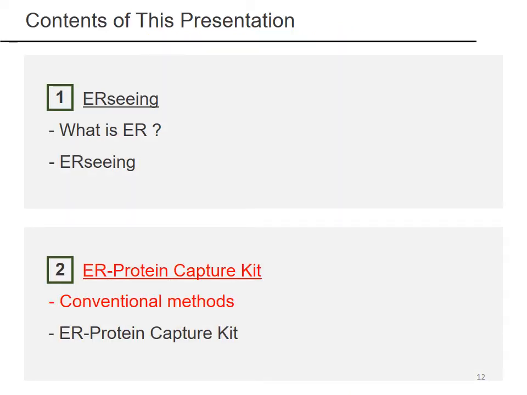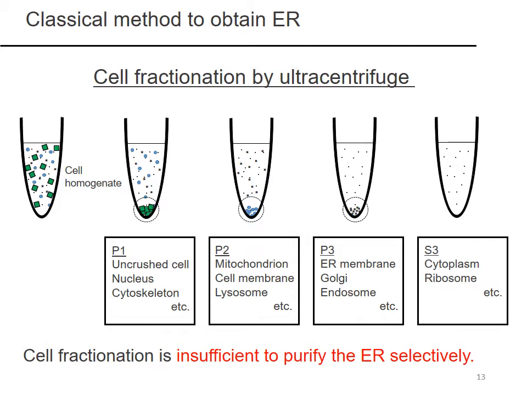Let's move on and discuss Part 2, ER Protein Capture Kit section. Please note that this kit allows capturing ER proteins which are located around ER but does not isolate ER itself. First of all, I'll talk about conventional purification methods of ER proteins. The ER plays important roles, but isolation methods are very limited due to its complex structure.